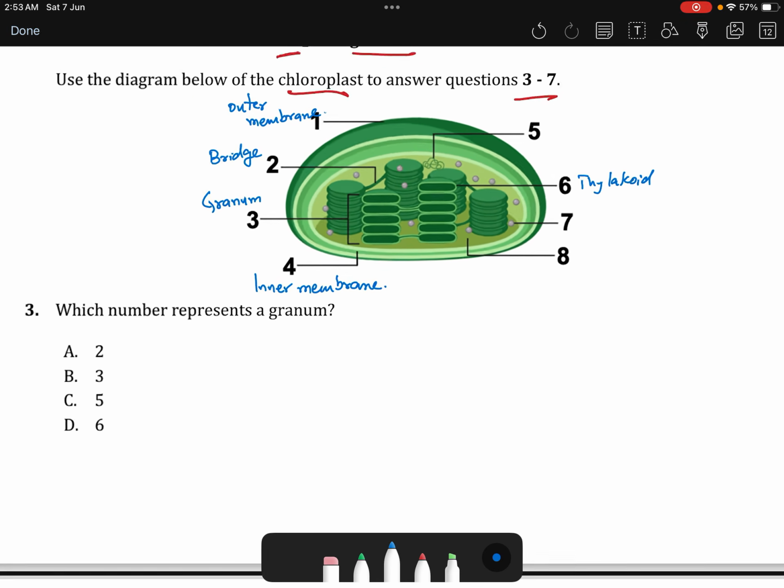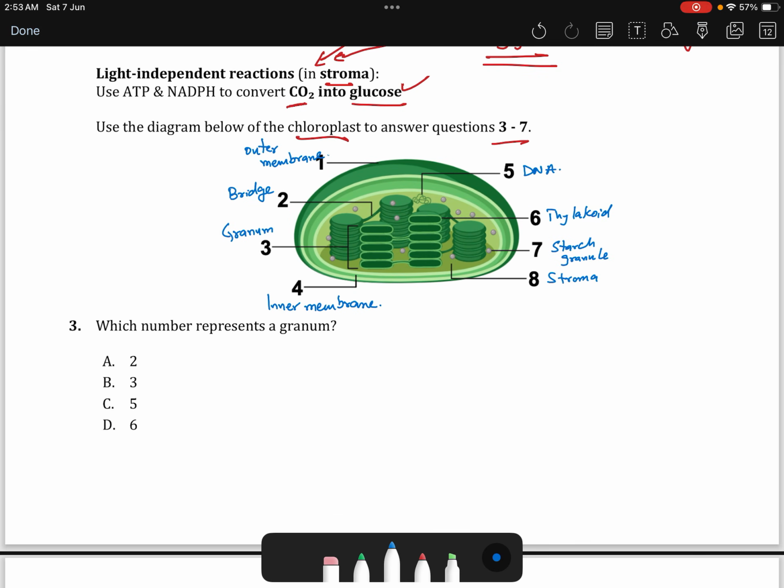We will move now to answer the questions. Which number in the diagram represents granum? I know that this is 3. So this is the benefit of the labeling.